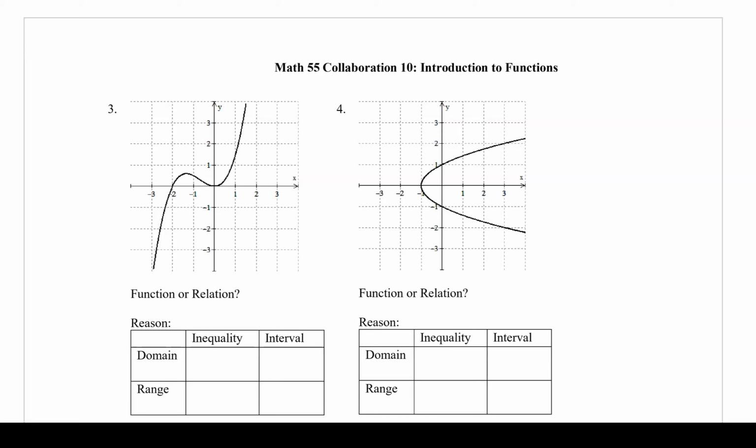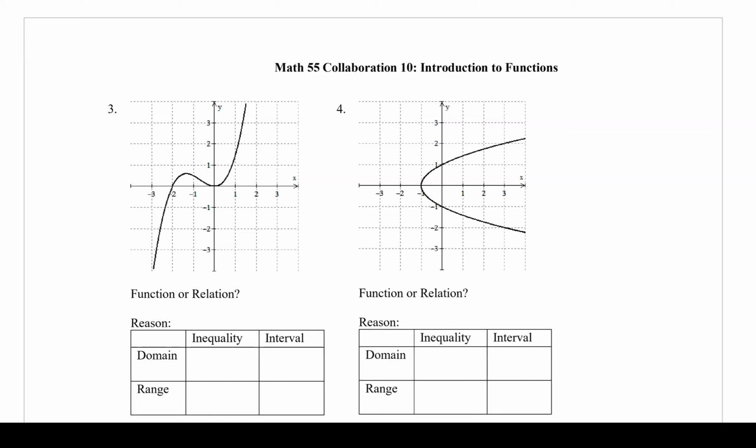Welcome back. Let's continue our discussion of functions. Looking at graphs, here are two more graphs, and we're going to determine: do we have a function or a relation, why, and then determine the domain and the range for each.